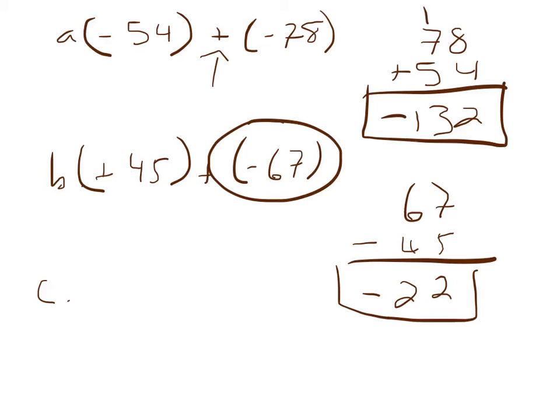And then for C here, I've got a negative 92 plus a positive 92. And I know a positive and negative, they will equal a 0.